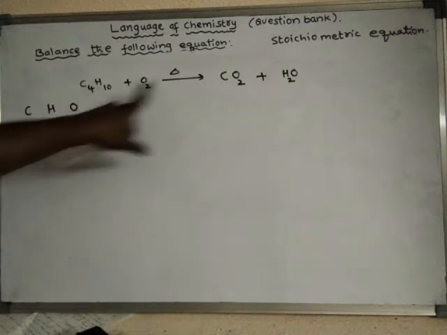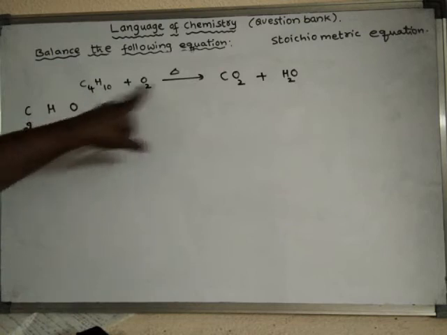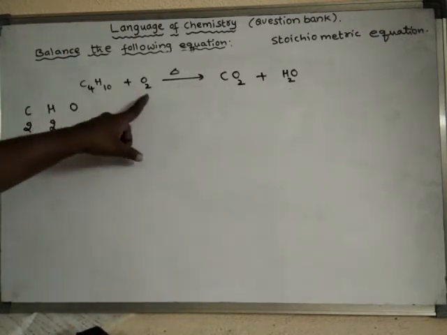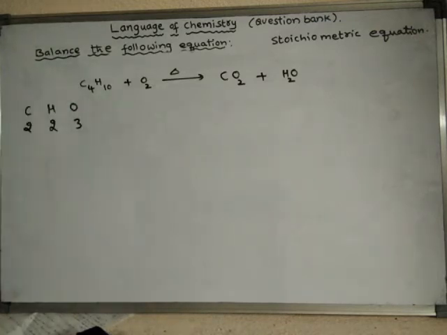After identifying the elements, we have to write the frequency numbers of all those elements. Carbon is appearing at 2 places, hence its frequency number is 2. Hydrogen is appearing at 2 places, its frequency number is also 2. Oxygen is appearing at 3 places, hence its frequency number is 3. After writing the frequency numbers, now we have to arrange the elements in increasing order of frequency number.